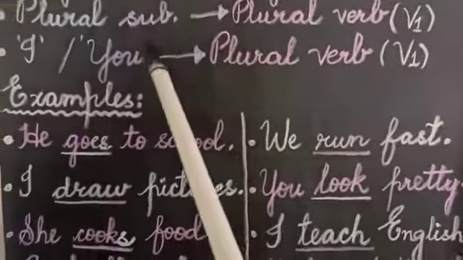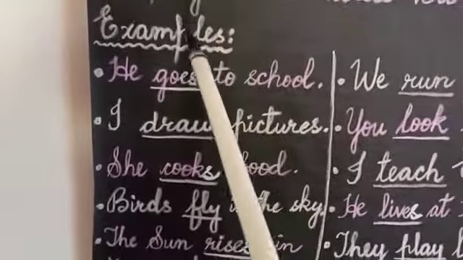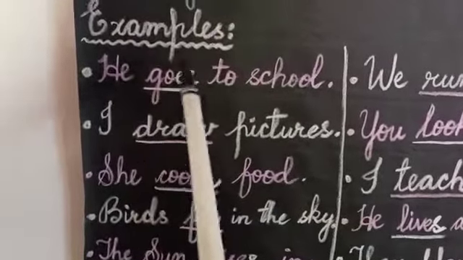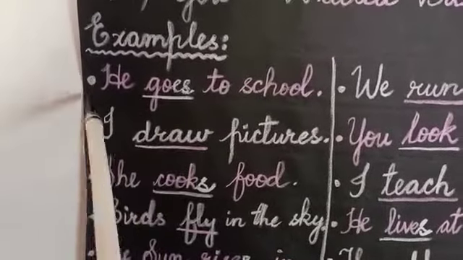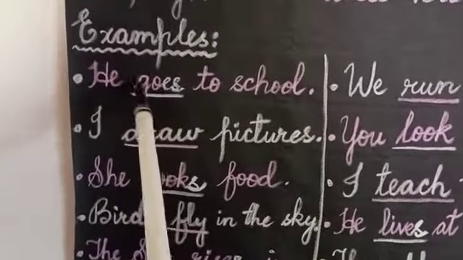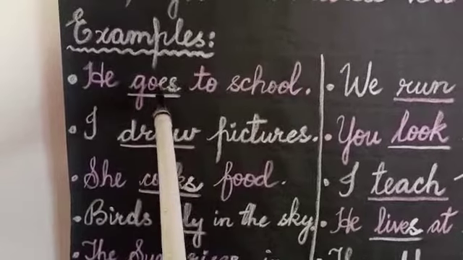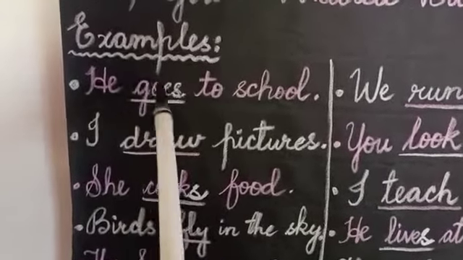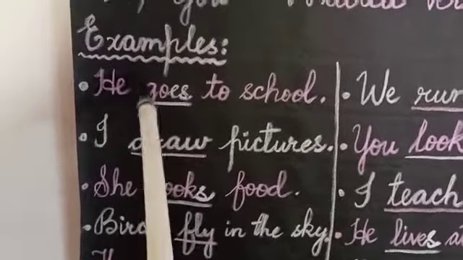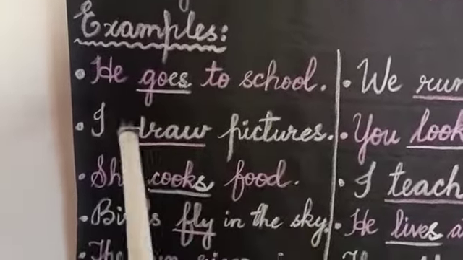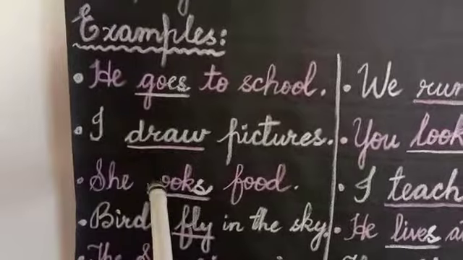My dear students, let me illustrate with the help of some examples. First is, he goes to school. He is used for a singular male. So here actually the verb is go, but we have added es. So it becomes he goes. Singular subject, it is taking a singular verb. He goes to school. Now next is, I draw pictures.